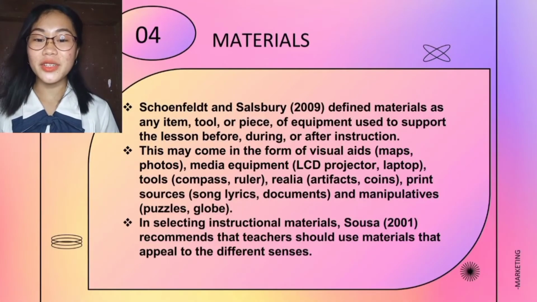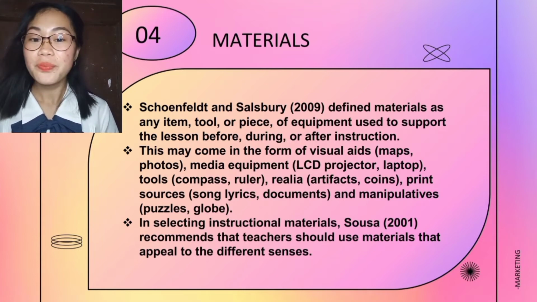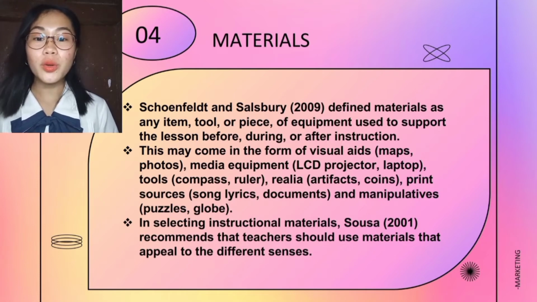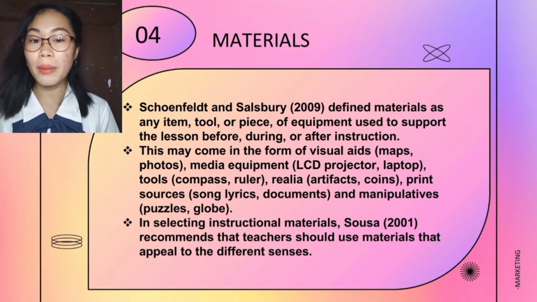Another thing to consider in planning instruction is materials. Scrinchfield and Salisbury of 2009 define materials as any item, tool, or piece of equipment used to support the lesson before, during, or after instruction. So this may come in the form of visual aids like maps and photos, or it could be media equipment like LCD projector and laptop. It could also be tools like compass and ruler, or realia like artifacts and coins, or print sources like song lyrics and documents, and lastly is manipulatives like puzzles and globe.